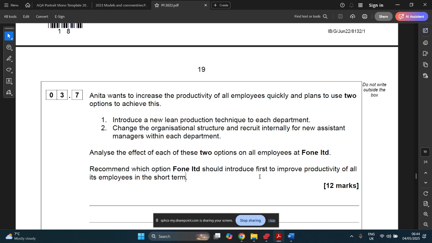You need to have your highlighter, you need to read the question carefully, and you need to refer back to the question as you're reading the case study to make sure you're answering it.